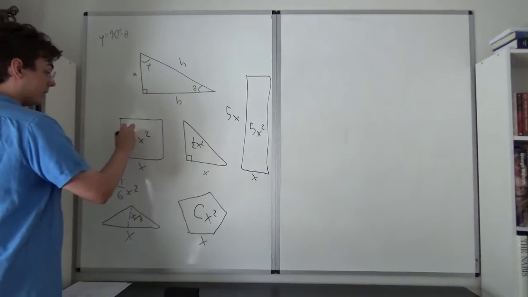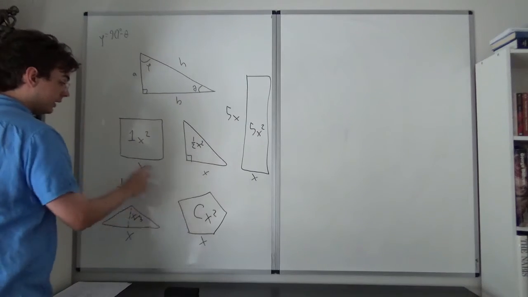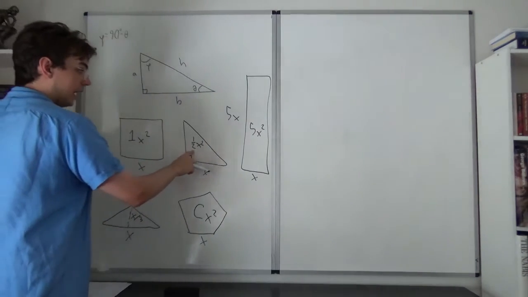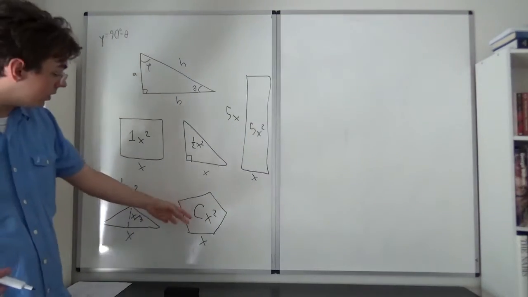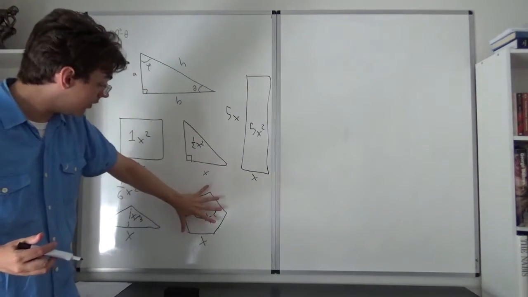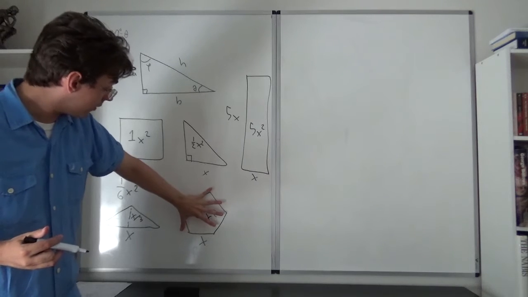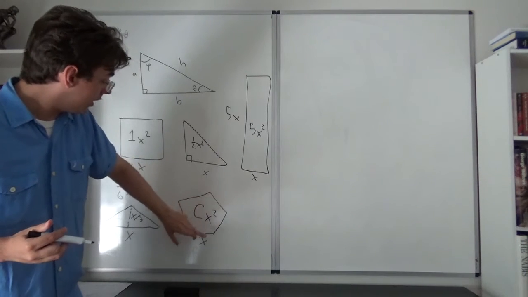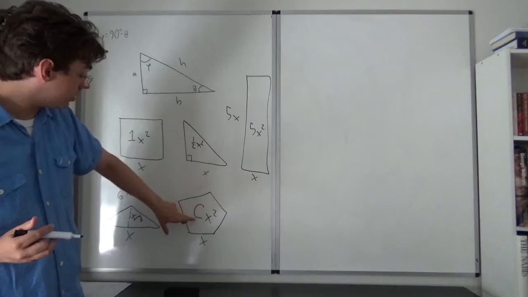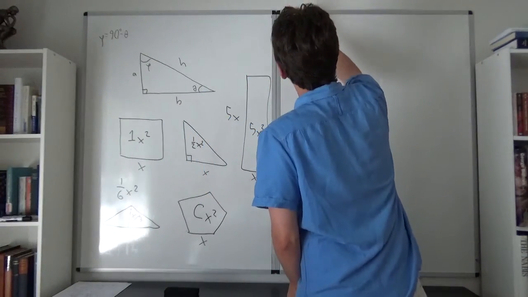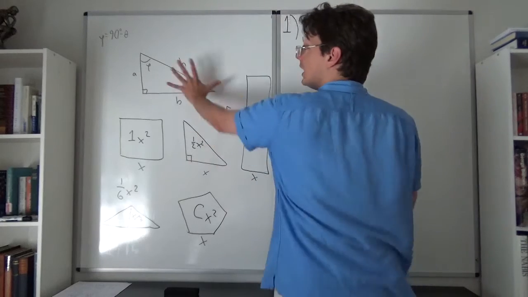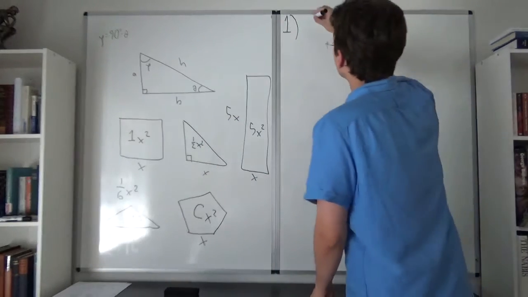This right here, the multiple, the c, is 1. Here it's 1/2. Here it's 5. Here it's 1/6. In general, the area of whatever figure we're looking at will be proportional to the square of its side. That's a very important insight which I'm going to be using here. That'll be central to getting the Pythagorean theorem.